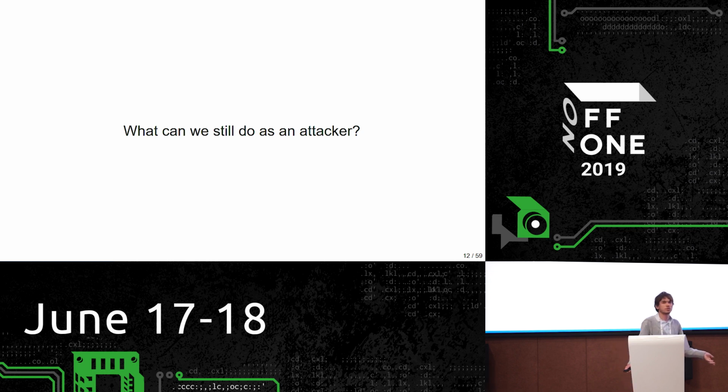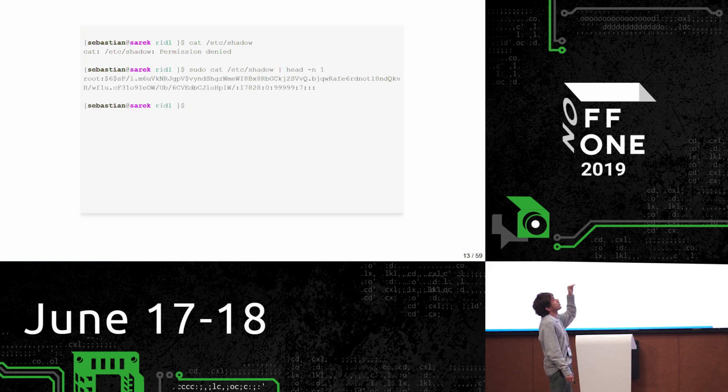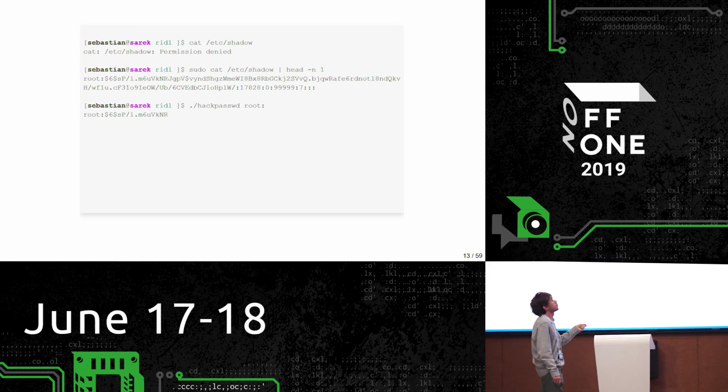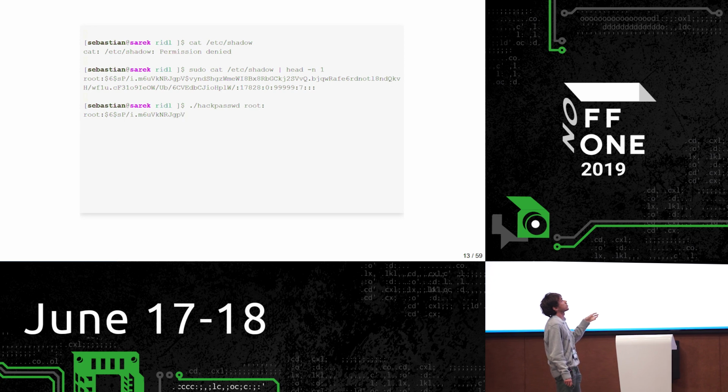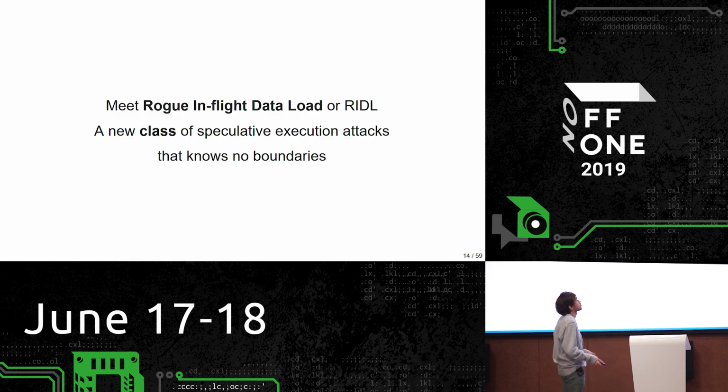So the question is, of course, what can we still do as an attacker to such a system? Well, here we see /etc/shadow. If you normally access it as a normal user, you get permission denied. But if you access it as root, you can actually, for instance, see the first line being the hash of the password of the root account. And what we show here is a RIDL program just leaking the same hash by continuously running the passwd program. And this is just as a normal user. So this is something you shouldn't be able to do.